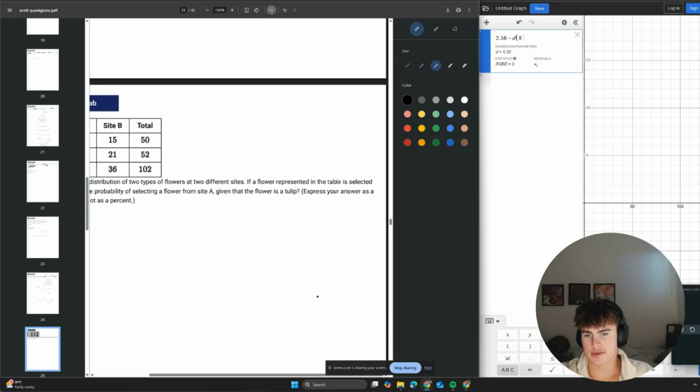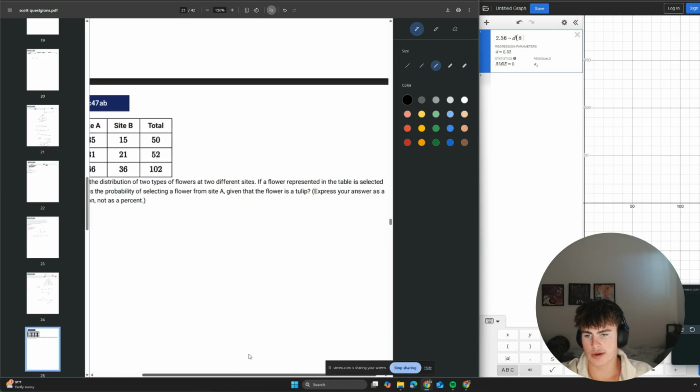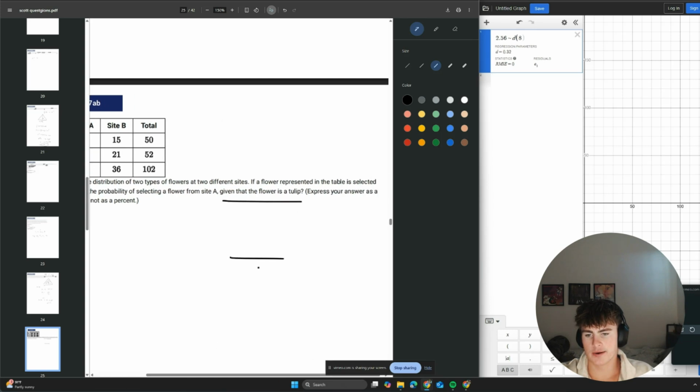The table shows a distribution of 2 types of flowers at 2 different sites. If a flower represented in the table is selected at random, what is the probability of selecting a flower given that it's a tulip? Okay, so the given is going to be your denominator.